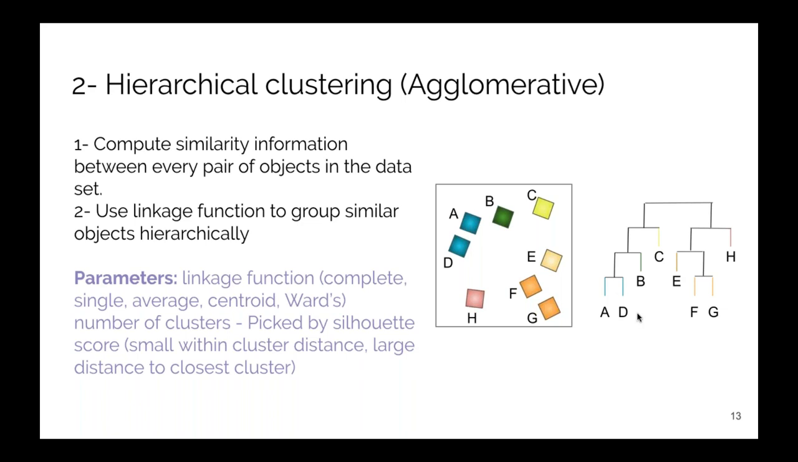In terms of parameters to pick from, there are a few here. The first is you need to pick which linkage function you want to use. You could measure the distance between closest members of the cluster, between furthest, between average or centroid, or Ward's method consists in minimizing the variance within the clusters. And then, as in the previous case, the number of clusters need to be determined, and here we can also use the silhouette score as was described in the previous case.